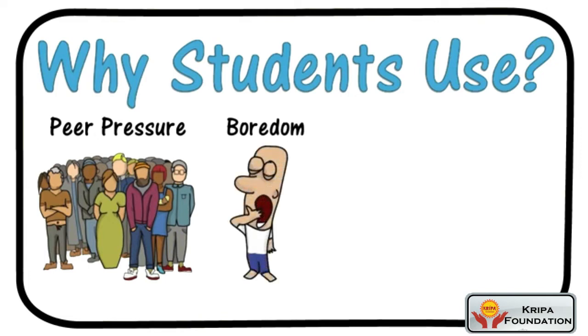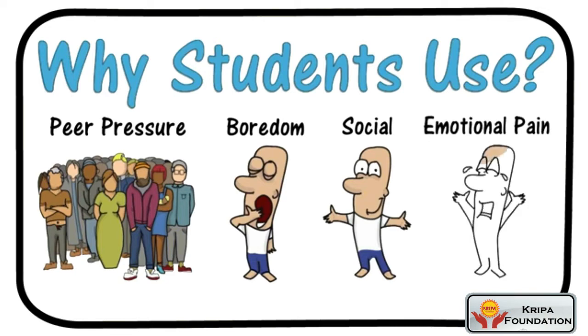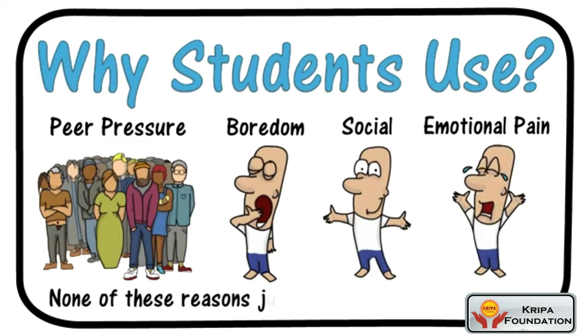There is a social aspect, especially when it comes to alcohol use. Alcohol is sometimes used by shy and quiet students as a way of opening up a bit. Lastly, drugs or alcohol may be used to mask or heal any emotional pain. However, it never solves any of these emotional problems or pain. Remember, none of these reasons justify the associated dangers of using drugs and alcohol.